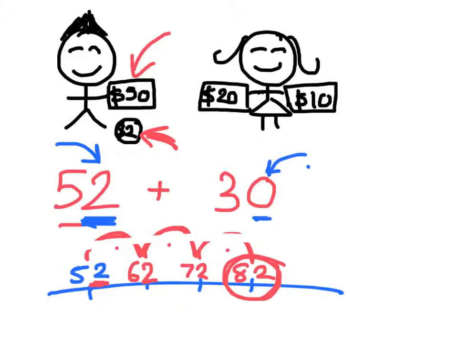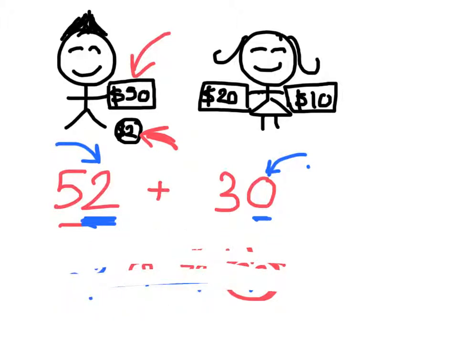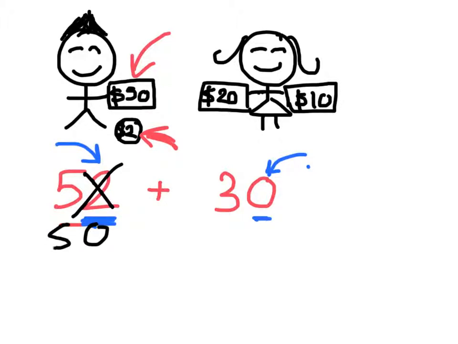The other way, just like before, we can do this a little bit differently. Right, once again, let's just pretend for a second that that 2 isn't even there. Pretend it was 50 plus 30. 50 plus 30 is easier. Let's just solve 5 plus 3. Because again, we can pretend those zeros aren't there. 5 plus 3, 5, 6, 7, 8. So 5 plus 3 equals 8.